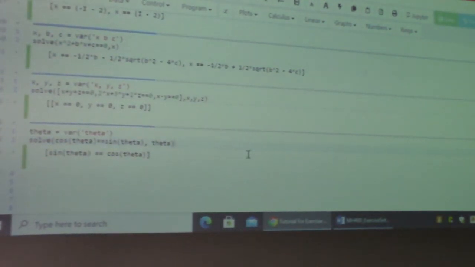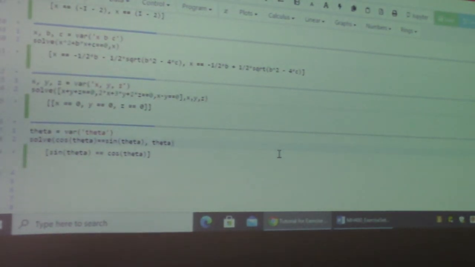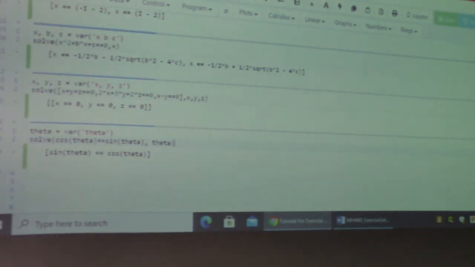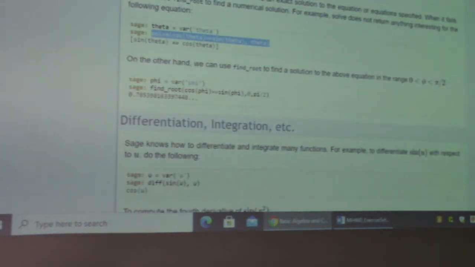So, apparently the solution to sine theta equal to cosine theta is given by sine theta equals cosine theta. Okay, so the solve doesn't really know anything to do with that. That's funny. Oh, okay. But you could use find root on that. Let's see here, let's try that.